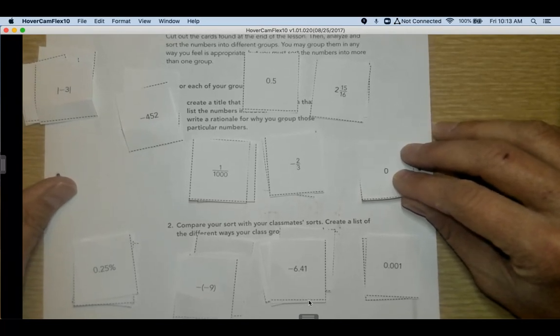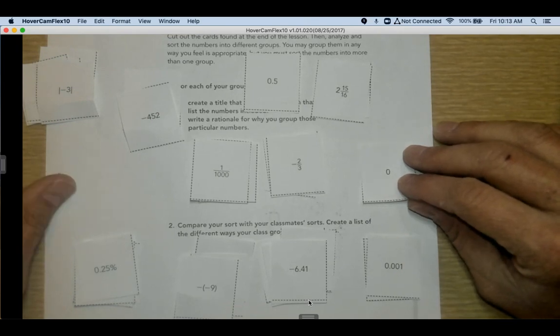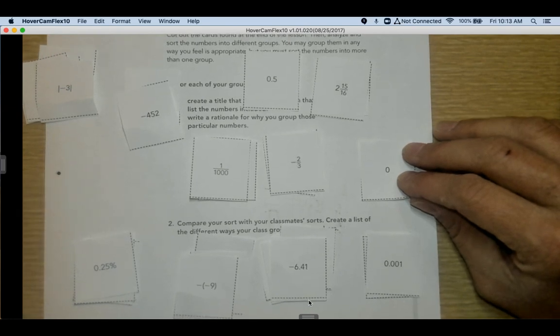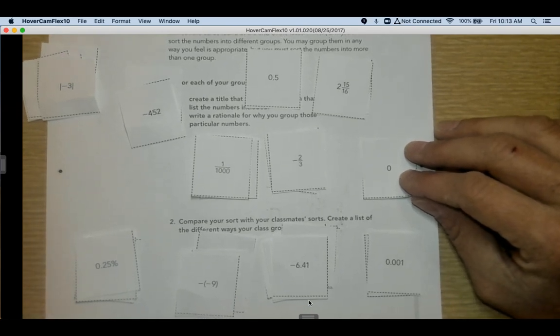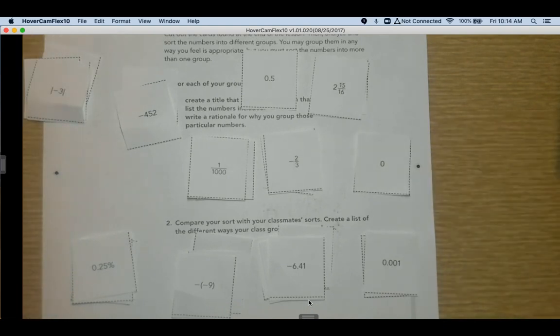Okay? And so I think this is how I might sort them. There's a whole bunch of different ways to sort these numbers. It would be cool for you to cut these out now and to sort them how you think they should actually go.